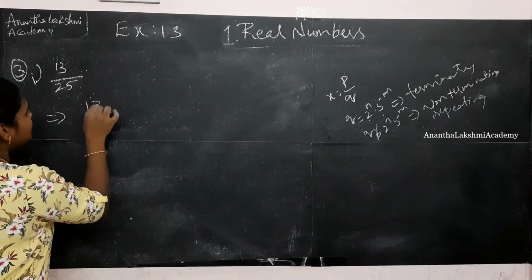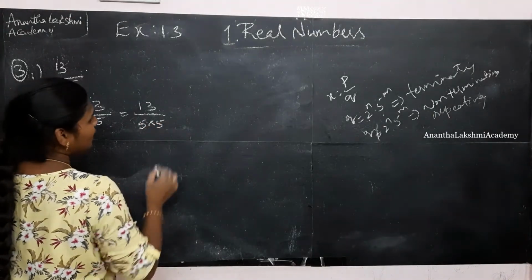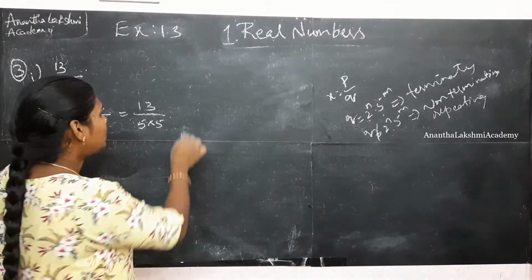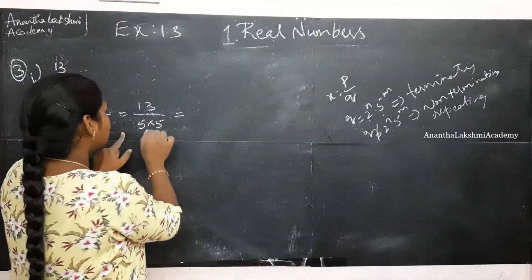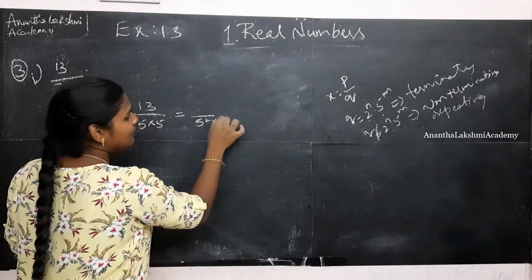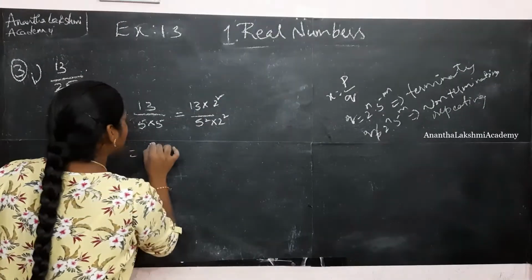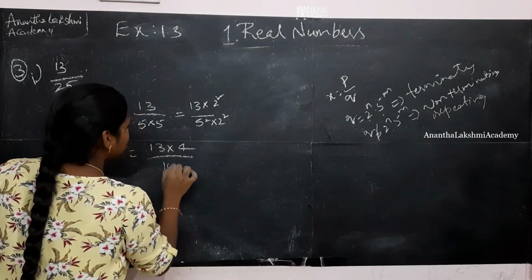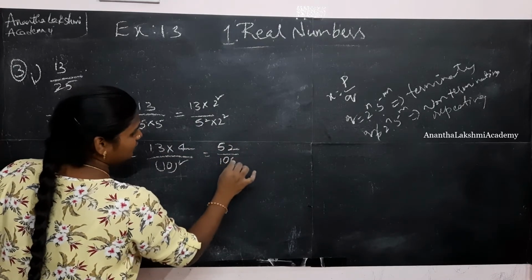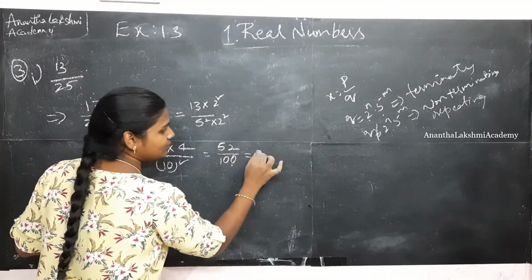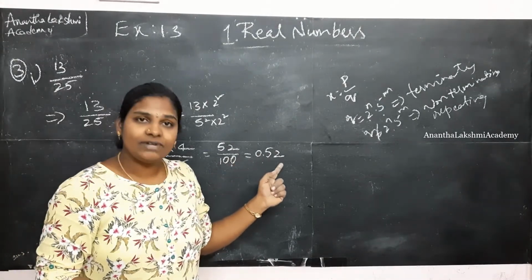So that way it becomes 13 by 25, 13 by 5 into 5. In order to make sure the decimal terminates, we have to have it in the form of 2 power n 5 power m. So this is 5 square, right? So let me multiply the denominator and numerator with 2 square. That way it becomes 13 into 4 by 10 square. 13 4s are 52 by 100. When I put the decimal point, it becomes 0.52. As we have 2 zeros in the denominator, after the decimal we need to have 2 digits.